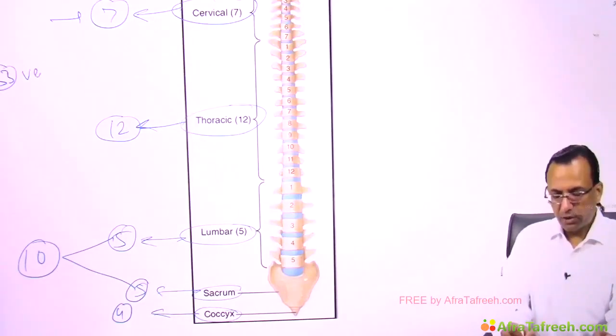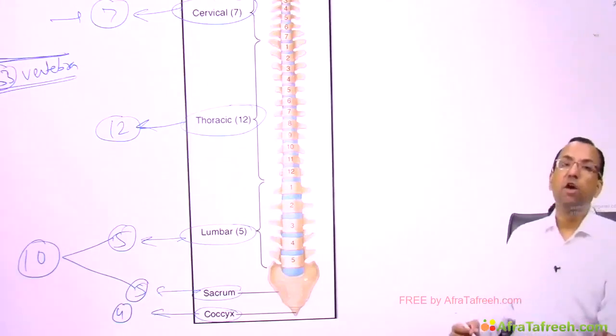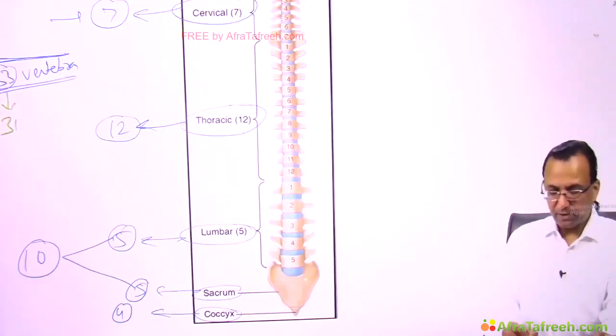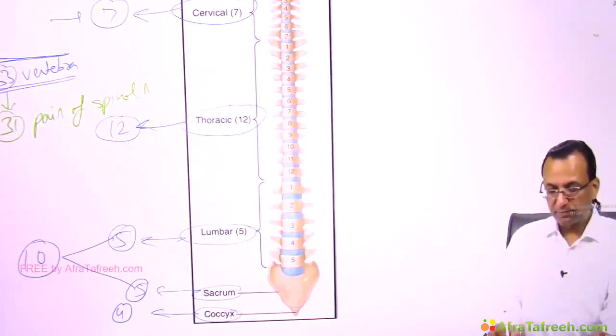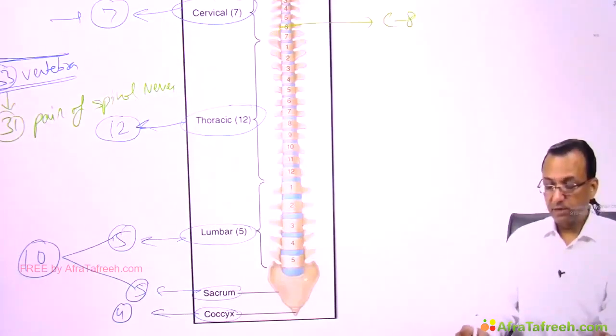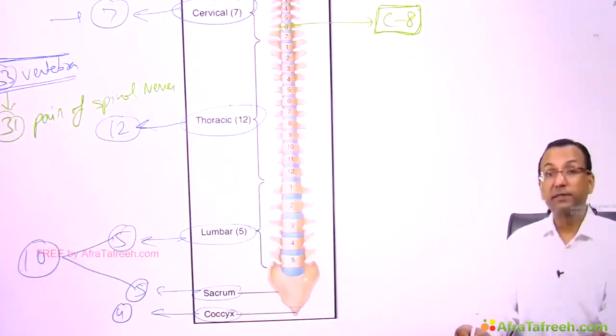Yes. Now if you have 33 vertebra, how many pair of spinal nerves you have? I think 31 pair of spinal nerves. Yes, correct. 31 pair of spinal nerves. How many cervical? I think 8. Yes, correct. Vertebra are 7, but nerves are 8.